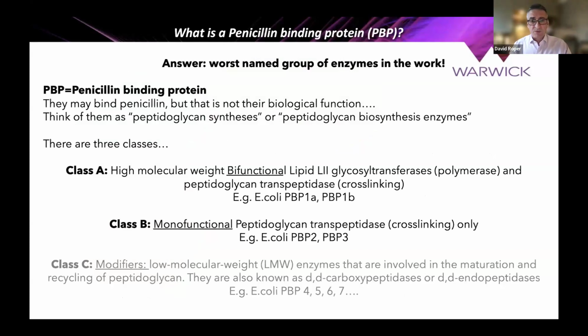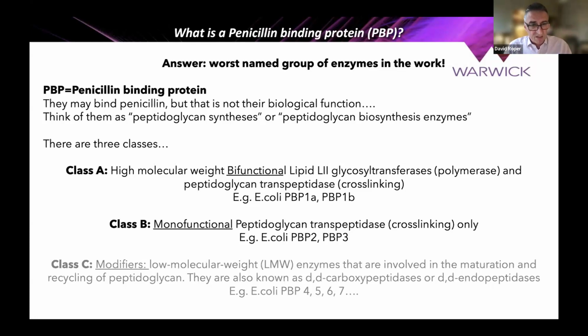So, firstly, what are the PBPs? Well, the glib answer is the worst named enzymes in the world, because PBP doesn't tell you about their enzymatic activity, just about the antibiotics that they bind. So penicillin binding proteins are actually peptidoglycan synthase or peptidoglycan biosynthesis enzymes, and they come in 3 classes, only 2 of which we will consider in this talk today.